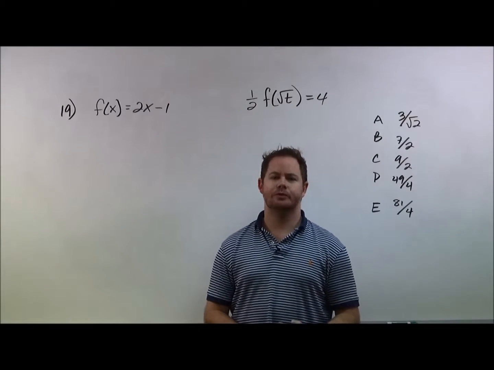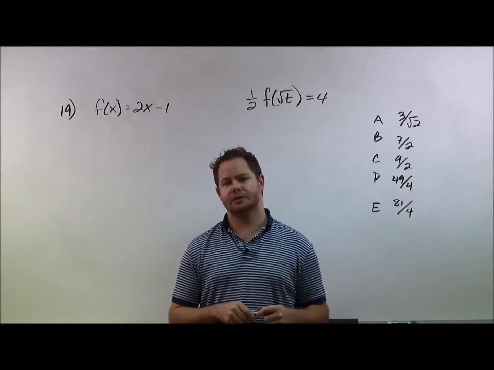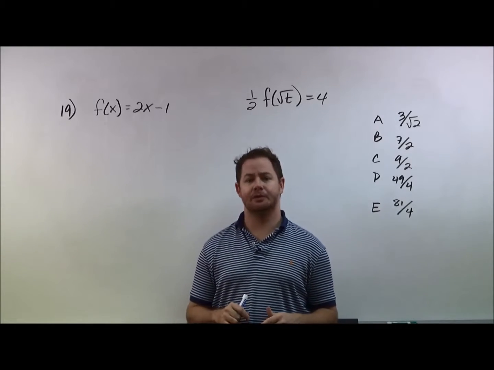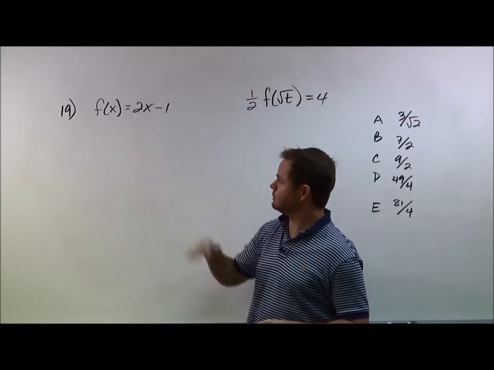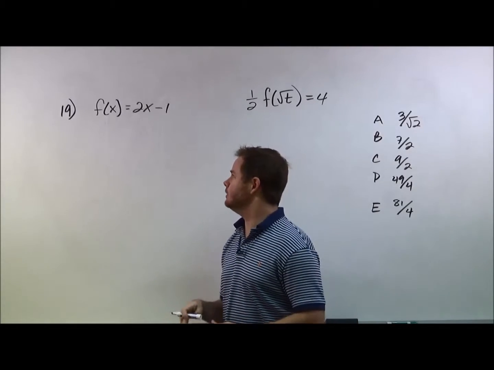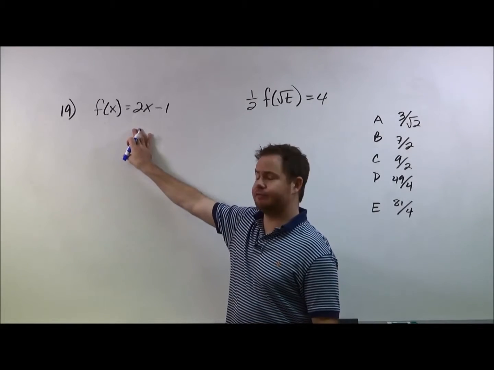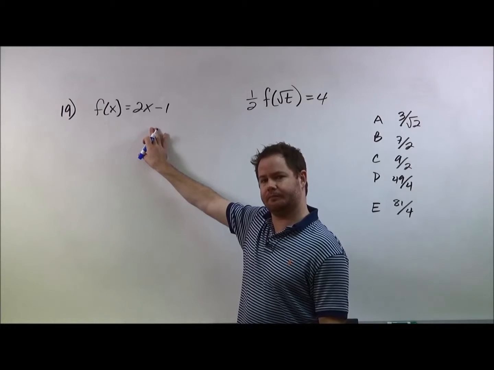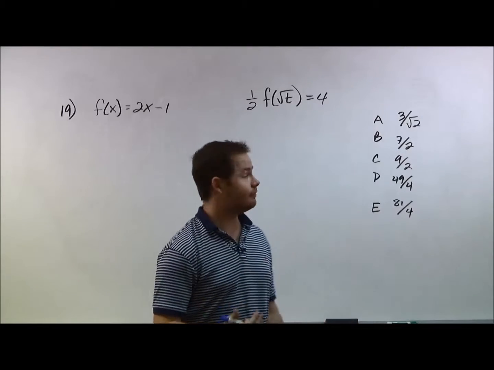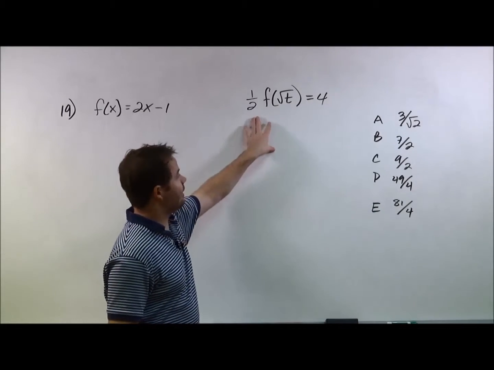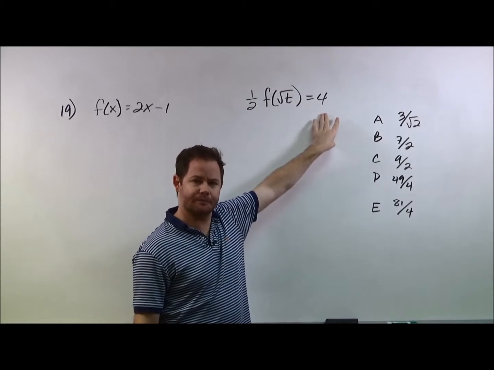Hi, I'm Chris, and we're going through this College Board SAT question. This is from a practice test from the College Board online, and it's question 19. So here, they tell us in the question that f of x is equal to 2x minus 1. And then they're asking for the value of t such that 1/2 f of root t equals 4.